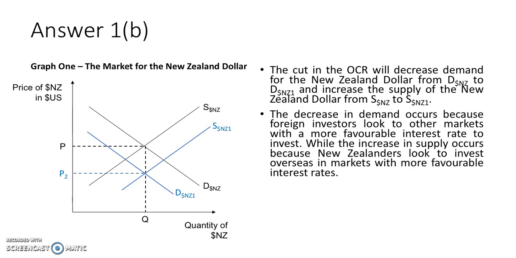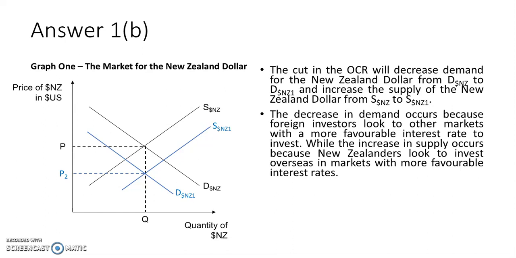Giving reasons for it. Now, these are very simplistic reasons. We can add a little bit extra, but the basis is covered. So for demand, decreases. Foreign investors who were looking to invest in New Zealand to get high returns now are going to see lower returns, so therefore they're not going to invest in New Zealand banks and institutions, and thus they will demand less New Zealand dollars to do so.